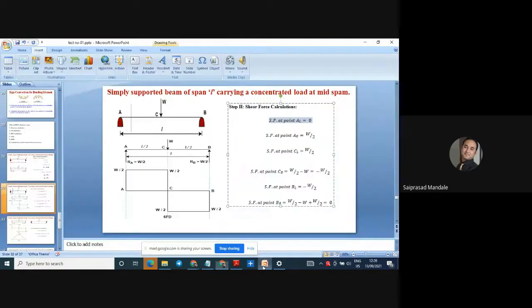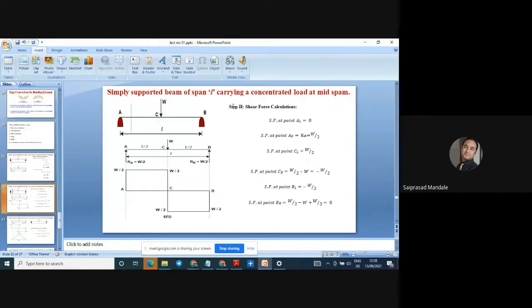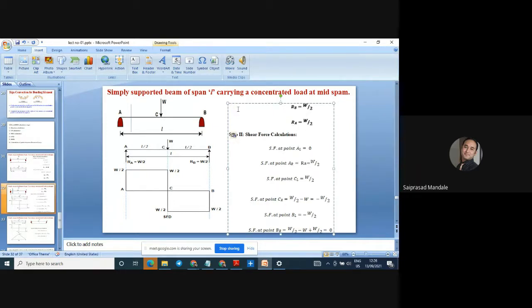Very good. Now listen. I have drawn a section at the right side of point A. And now, what are the different forces on the left hand side? Only RA is there. So I am writing shear force at right to the A is equal to RA, which is W by 2, because we have calculated RA.